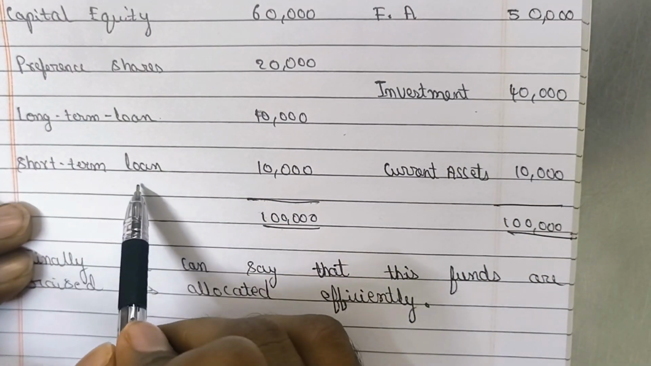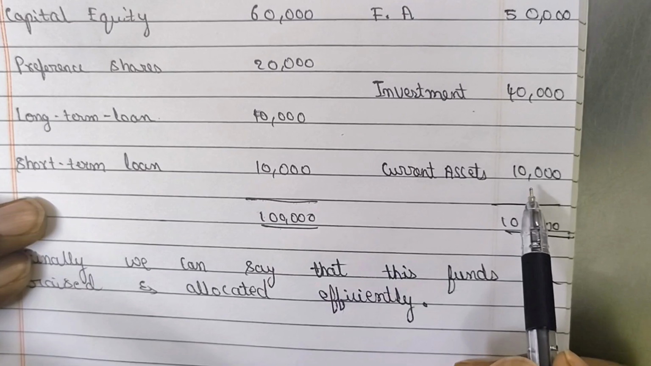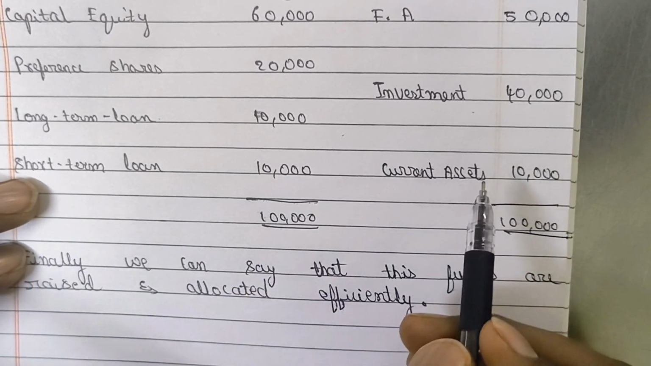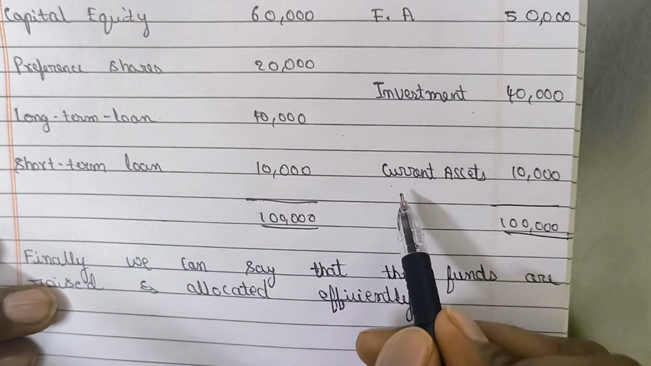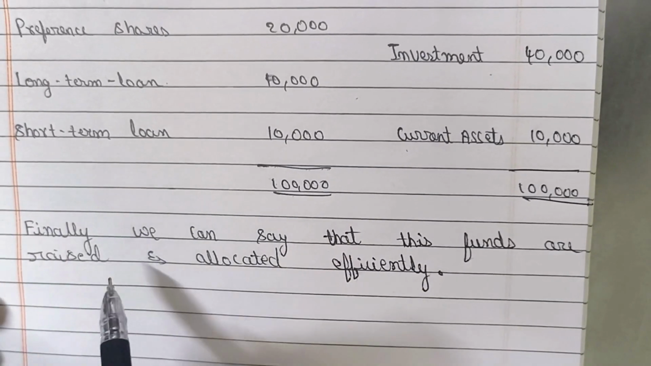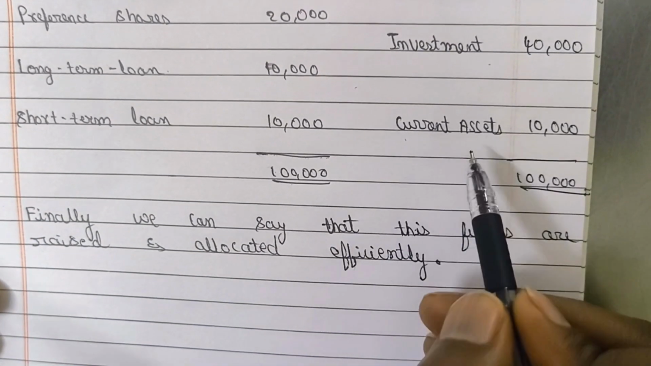And here the short-term loan and current assets. This short-term funding should go for short-term assets. For these current assets, we should not include the long-term loans, because these short-term assets can't produce more returns. Finally, we can say that these funds are raised and allocated efficiently in this balance sheet.